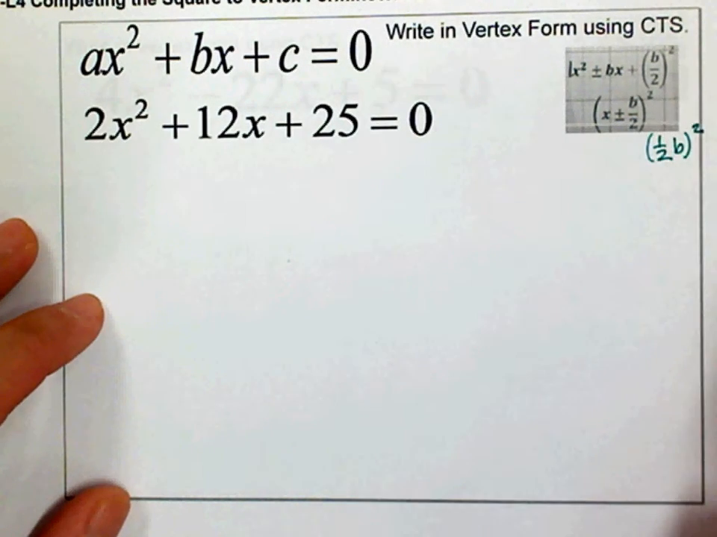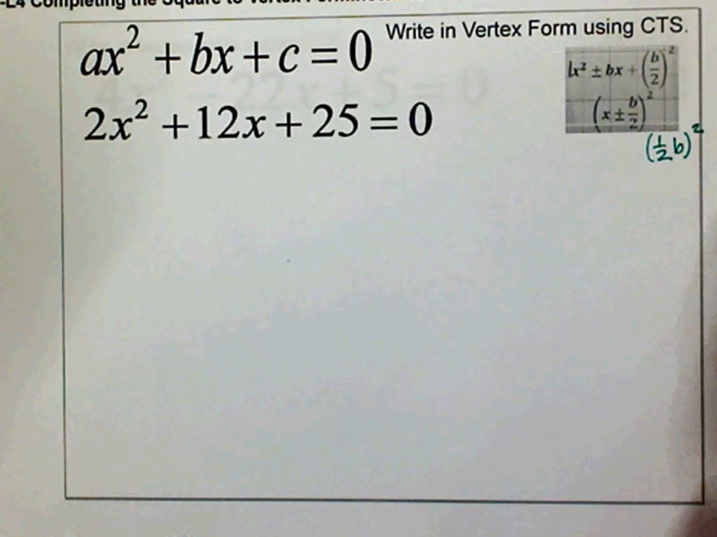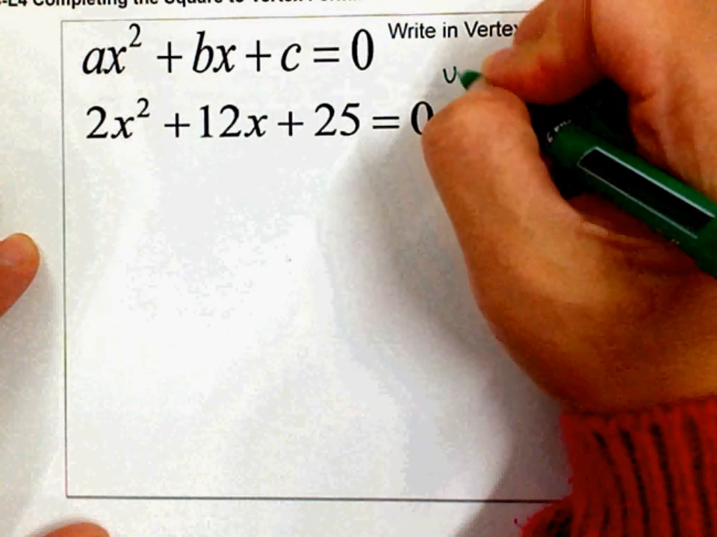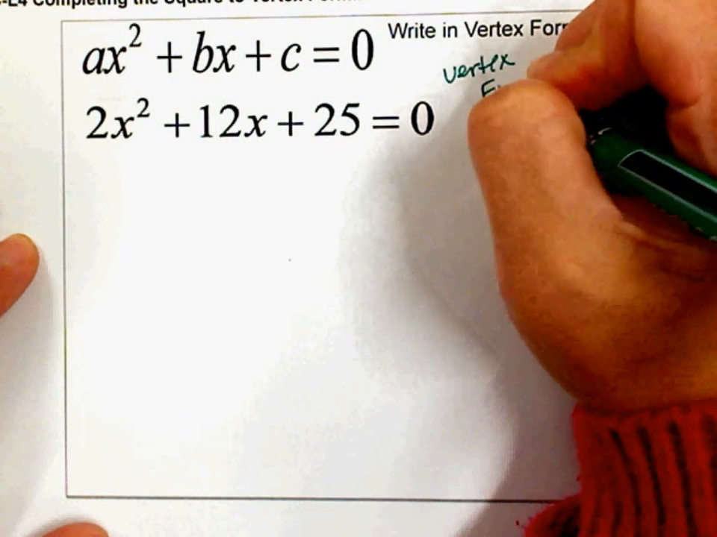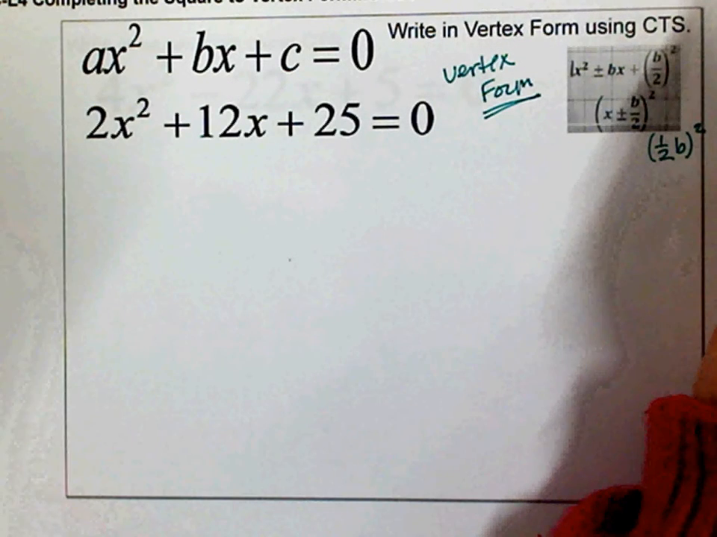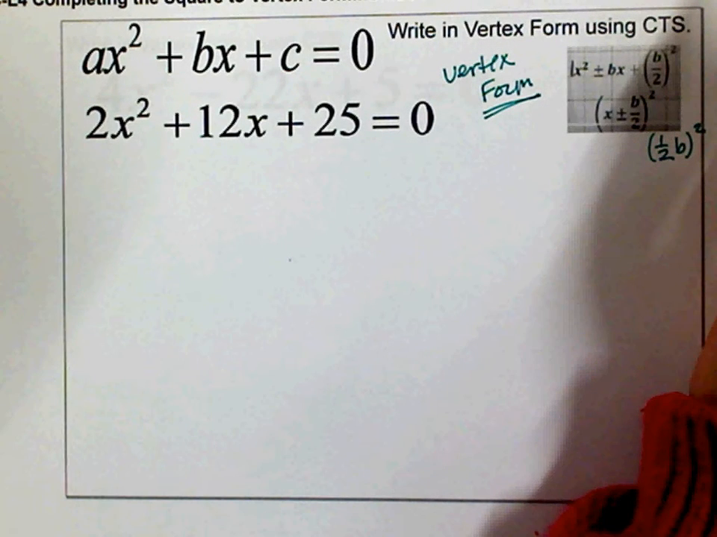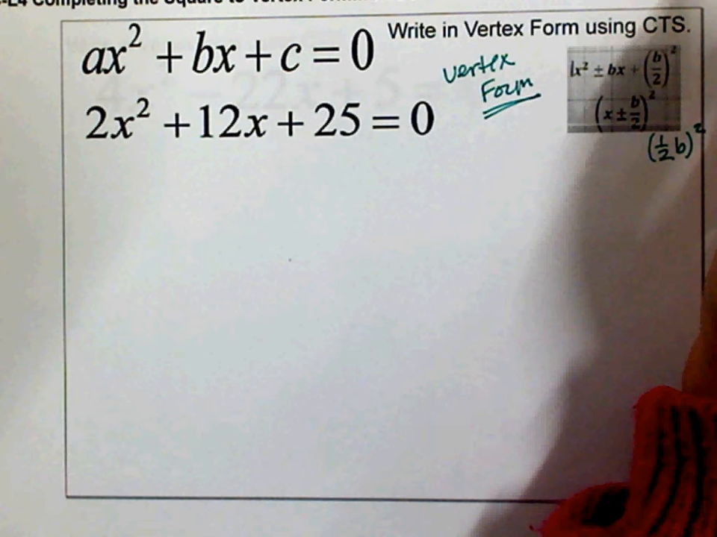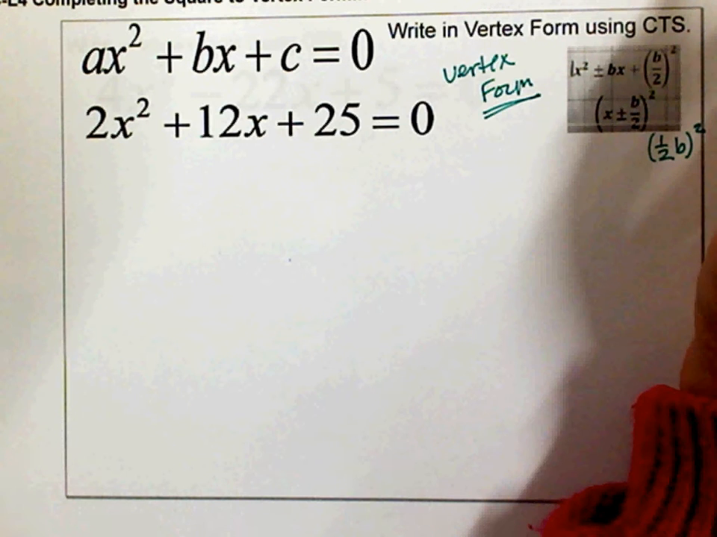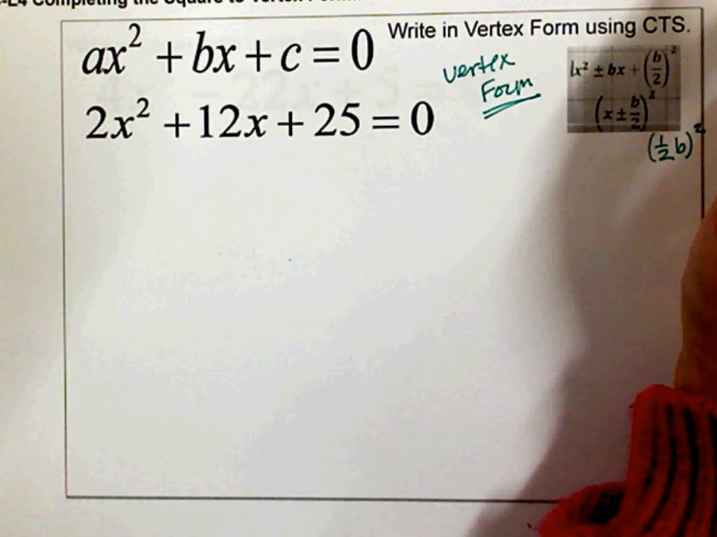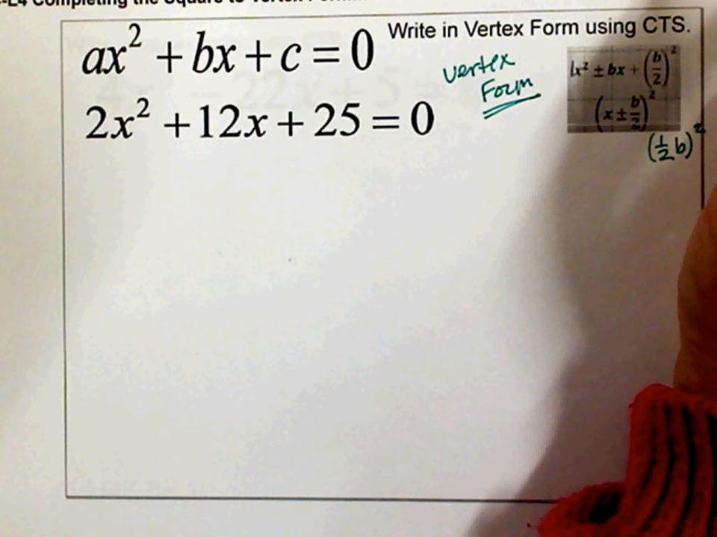So this first one, I'm going to write it in vertex form. The next one, I'm going to show you how to solve. I would actually never use this method to solve if your a is not a 1, because it's going to get ugly. So if your a is not a 1, I would not use this to solve. So let's go ahead and write this in vertex form.